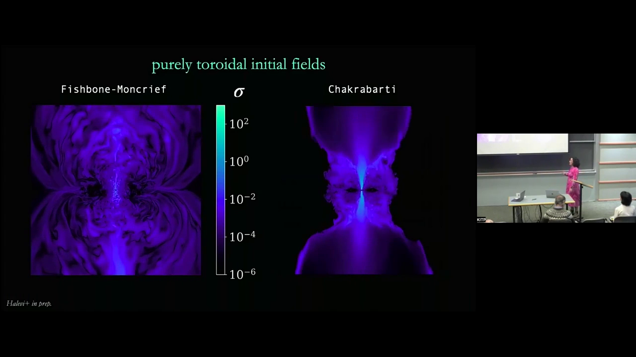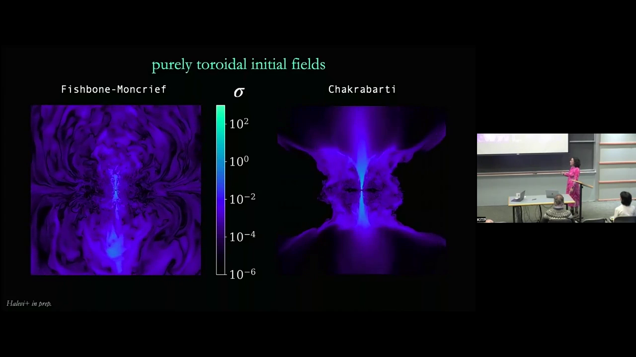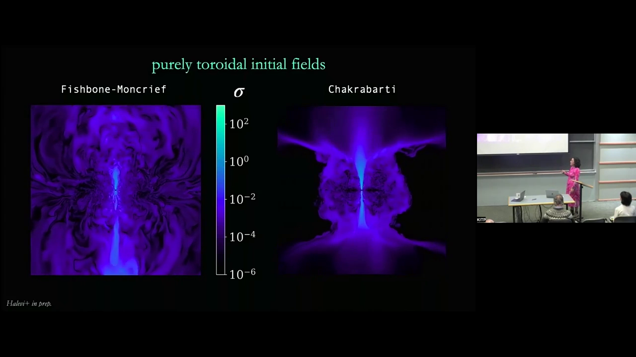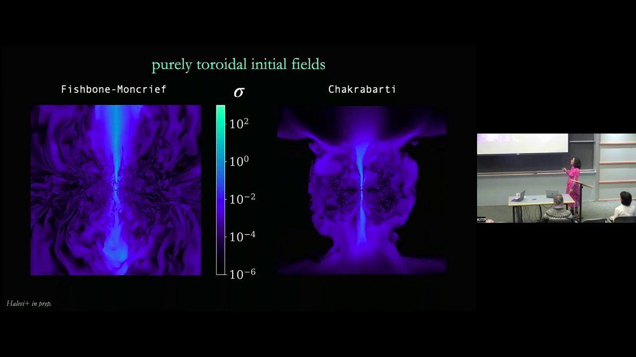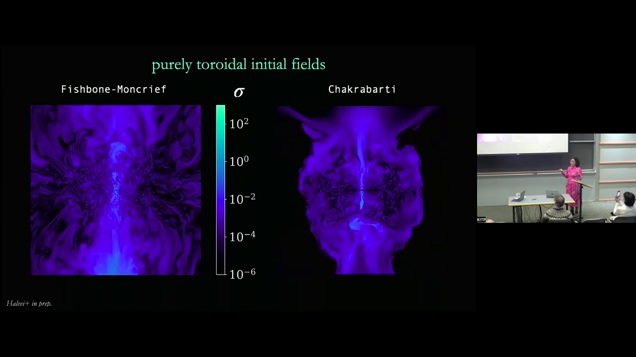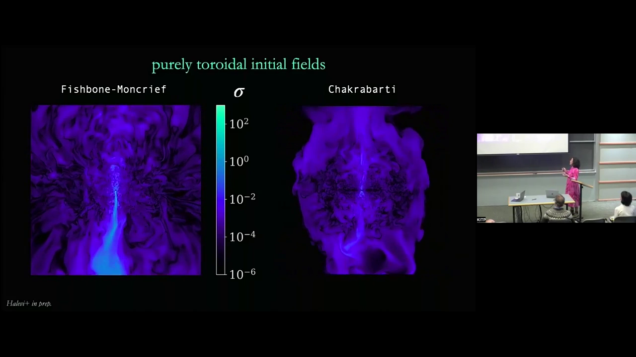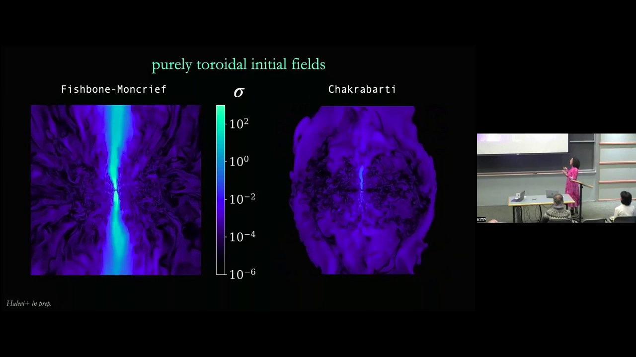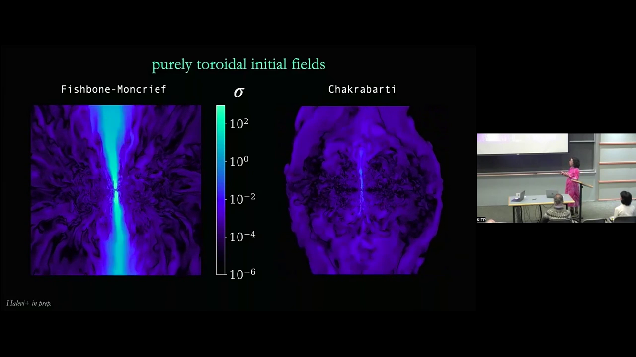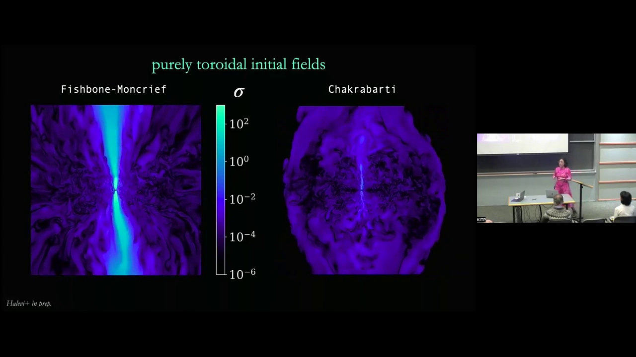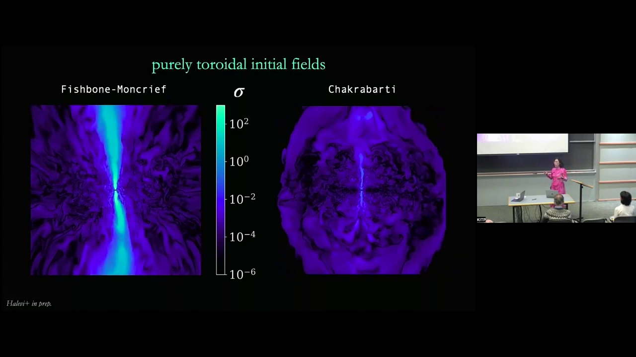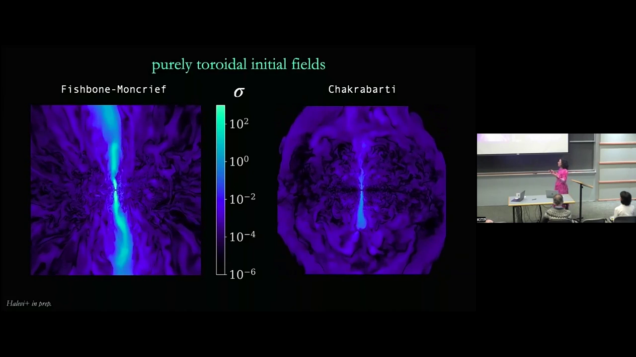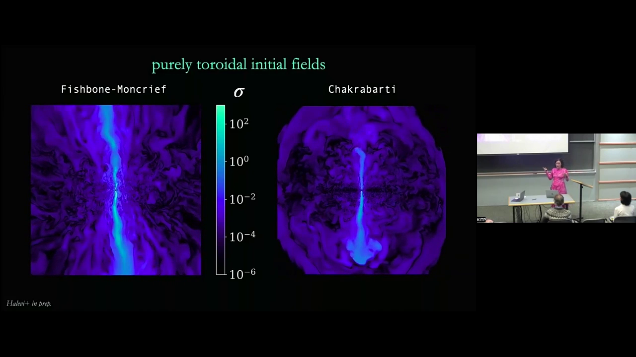So the Fishbone-Moncrief torus quickly accretes and has outflows that fill the volume of our domain, whereas the Chakrabarty torus evolves much more slowly, launches some sort of weakly magnetized polar flow initially that then is quenched. The Fishbone-Moncrief one has a more powerful magnetized emission along the pole for a longer time, but it sort of turns on and off and is not very powerful either.